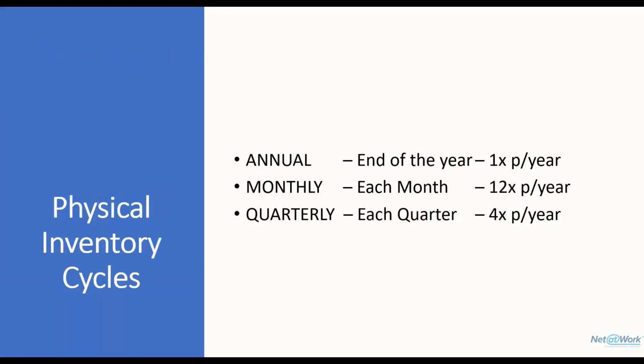Okay, physical cycles. Annual, kind of at the end of the year, one time. Monthly, some things move pretty fast, so you're going to want to count those every single month. And then quarterly, 4 times per year. So most of that's pretty self-explanatory.